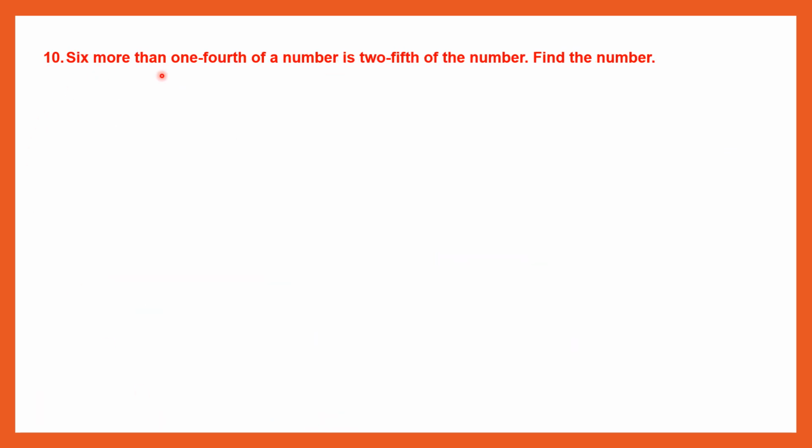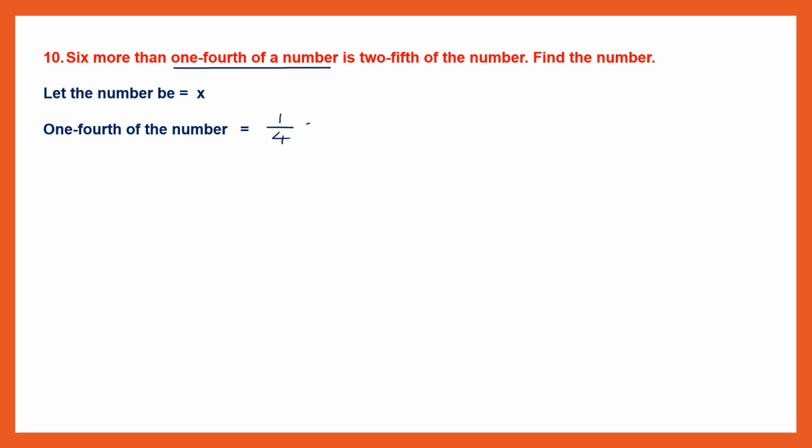Question 10. 6 more than 1/4 of a number is 2/5 of the number. Find the number. So let the number be x. Now here it says 6 more than 1/4 of a number. So 1/4 of a number, and the number is x. So 1/4 of that means 1 by 4 of x, and that is equal to 1 by 4 into x, which is x by 4.